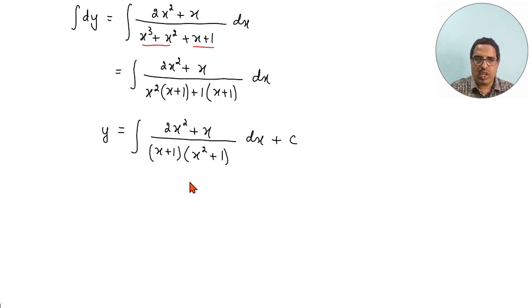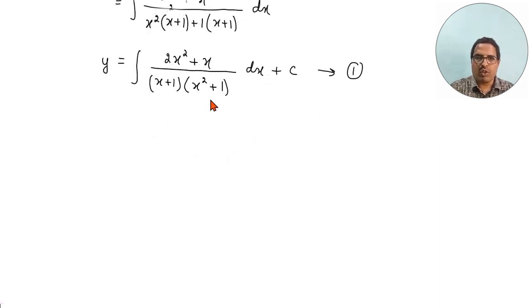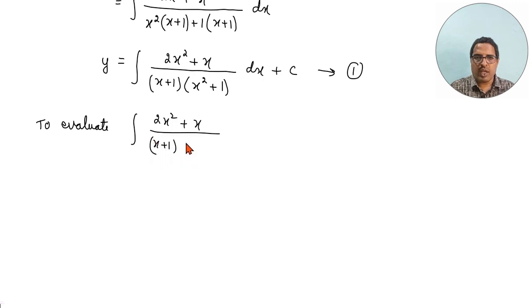Now we are left only to evaluate this particular integral. Let me take this as equation number 1. Now we need to evaluate this one. So to evaluate this particular integral, that is 2x square plus x divided by x plus 1 into x square plus 1 times dx, let us take only this particular expression. Let us use the partial fraction method.